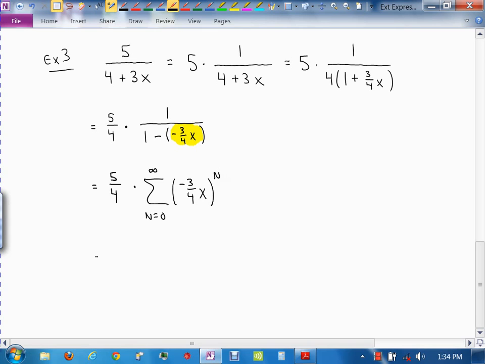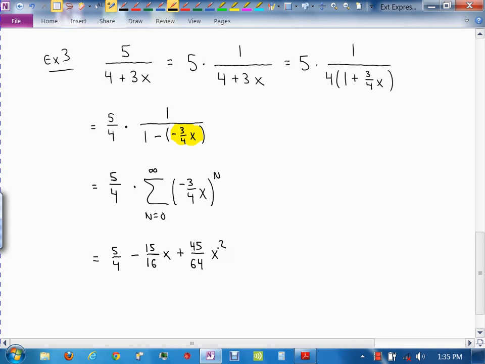Let's write out the first few terms. If n is 0, what do you get? 5/4. Okay, if n is 1, negative 3/4 x to the first power times 5/4, which is negative 15 over 16 x. And then? Yeah, 45 over 64. It'll be positive x squared. Okay?